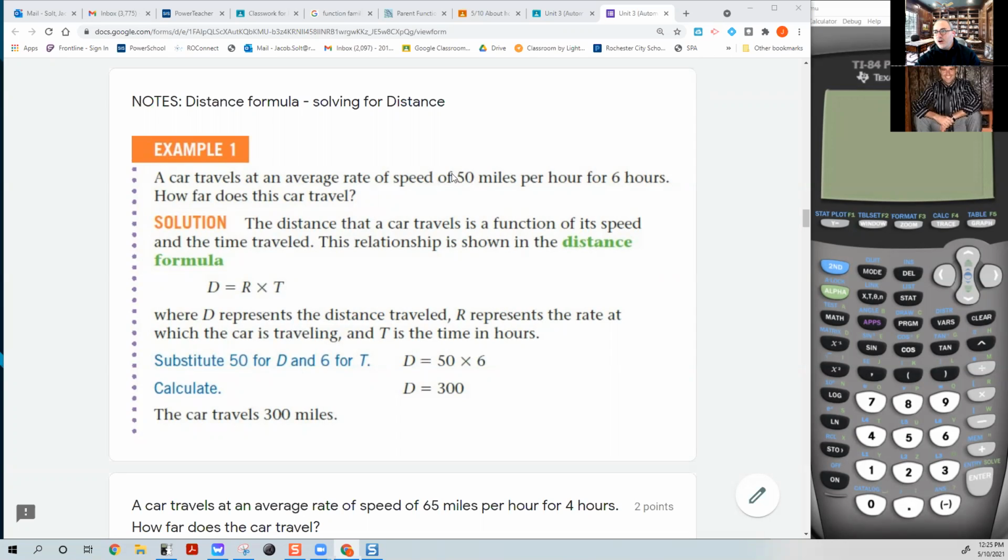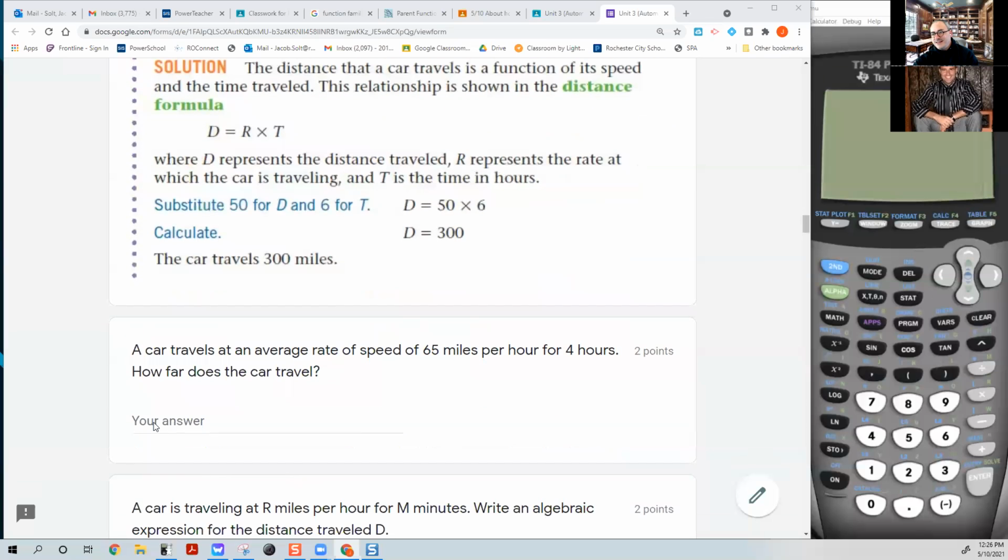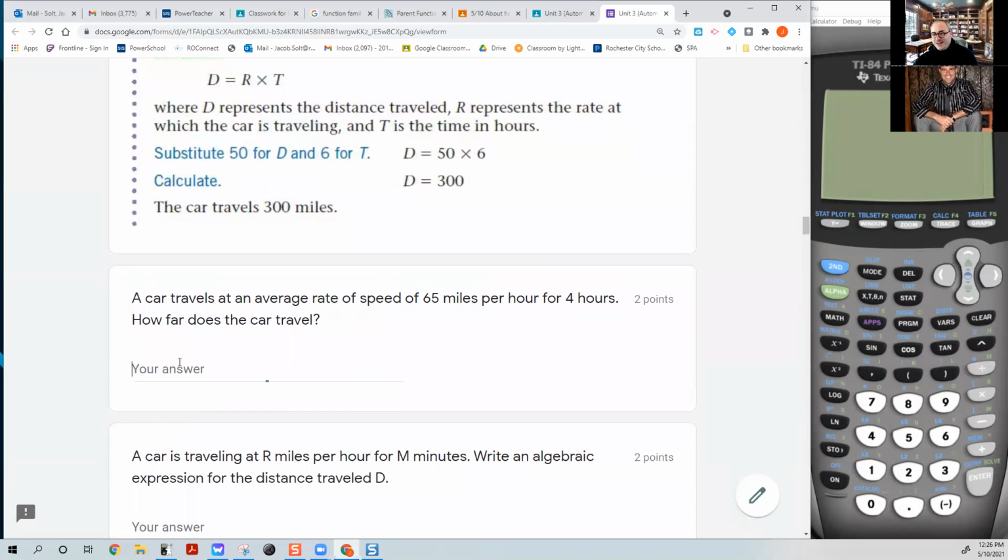So if we know that we're traveling at 50 miles per hour, we can stick 50 in for R, like they've done right here. They substituted R equals 50. They traveled for 6 hours, therefore we can stick in 6 for T. Well, 50 times 6 is 300. Therefore, D is 300. The car has traveled 300 miles. Kind of get a good feel for that? All right, how about your turn?